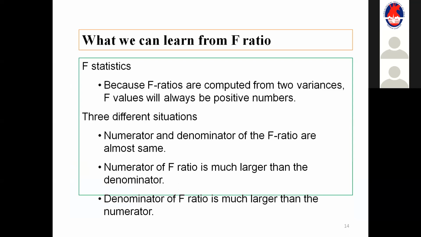Three different situations: the numerator and denominator of the F ratio are almost the same, which will result in a value of 1. The numerator of the F ratio is much larger than the denominator, which gives you a value towards the positive side, greater than one, so a higher value. The denominator of the F ratio is much larger than the numerator, which will give you a value less than 1.